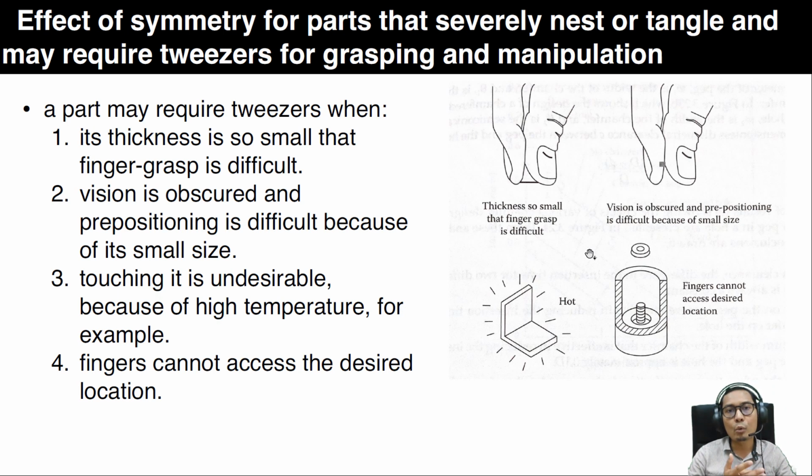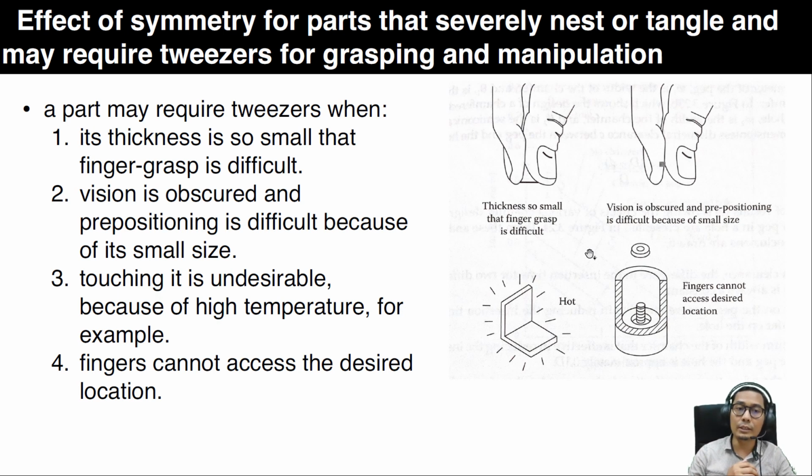So a part may require tweezers when you have these conditions. First, if its thickness is so small that the finger grasp is difficult, so the part thickness is very small and you cannot use your fingers to grasp it. Second, if the vision of the operator is obscured and prepositioning is difficult because of its small size.